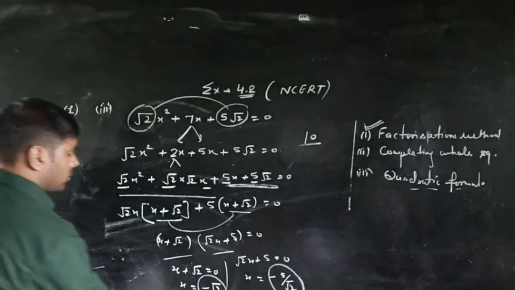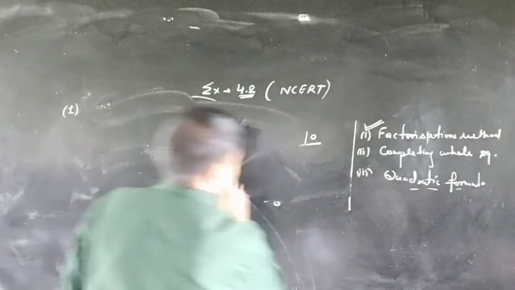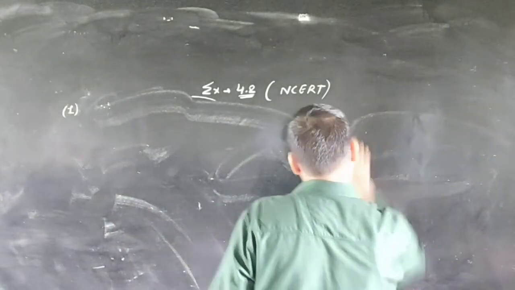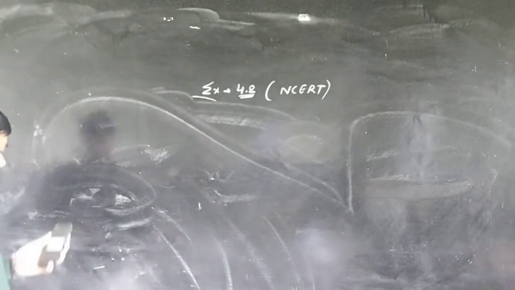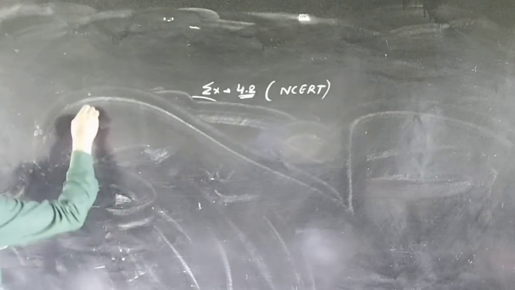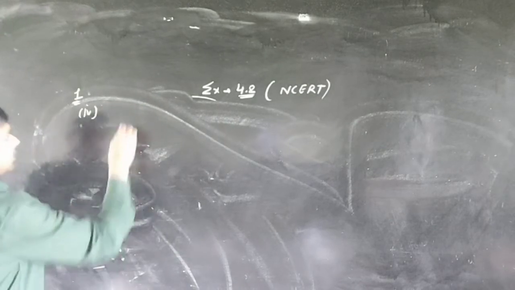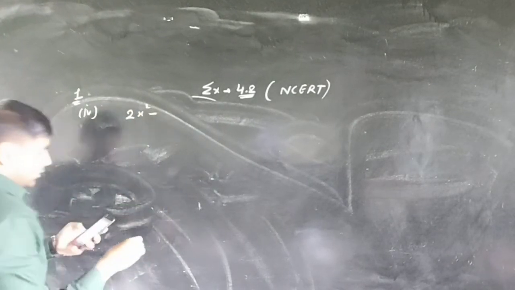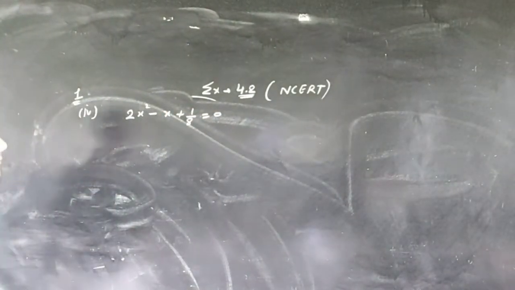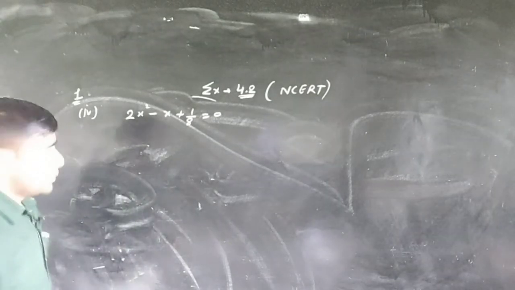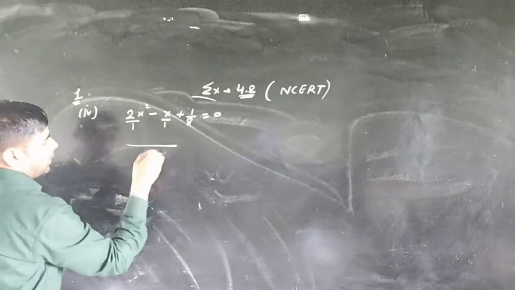Now let's see the next question, one more example of how we can solve different types of quadratic equations by the factorization method. This is the fourth part of question number 1, exercise 4.2: 2x square minus x plus 1 by 8 equal to 0. First of all, take the LCM. Here the LCM is 8.